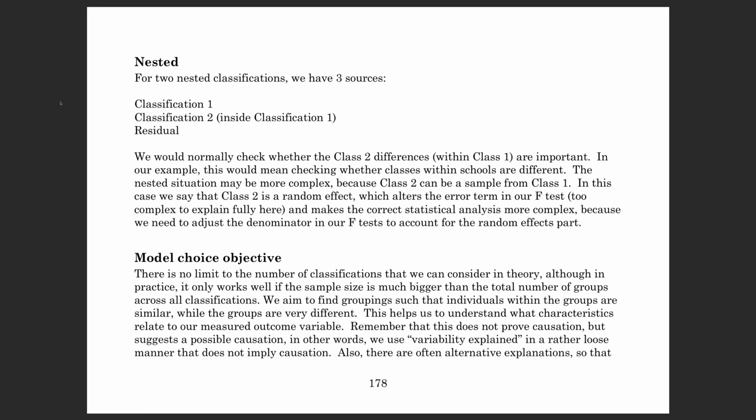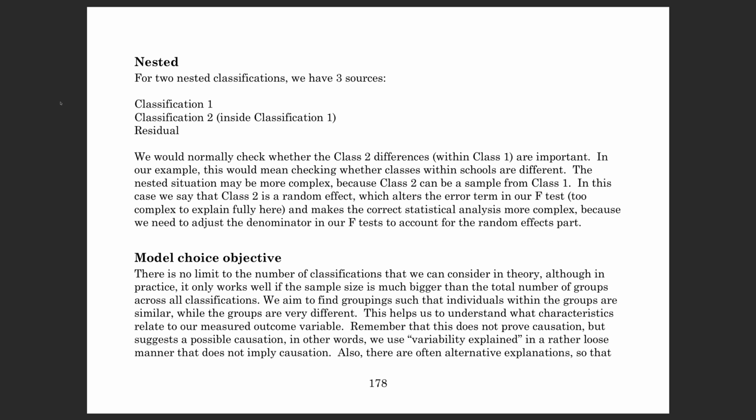In fact, the nested situation may be more complex because our classification 2 may be a sample from classification 1. In this case, we would say the classification 2 is a random effect. So this alters our f-test. It means the error term needs to be more complicated and the correct statistical analysis is more complex because we need to adjust the denominator in our f-tests to account for the random effects part. So I will come back to this with an example in a few minutes.